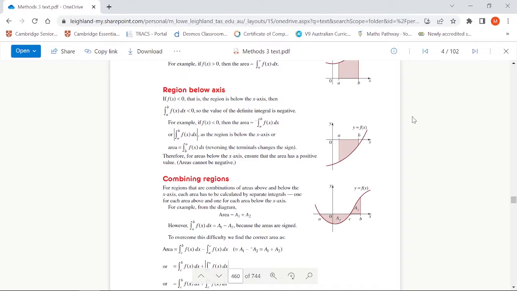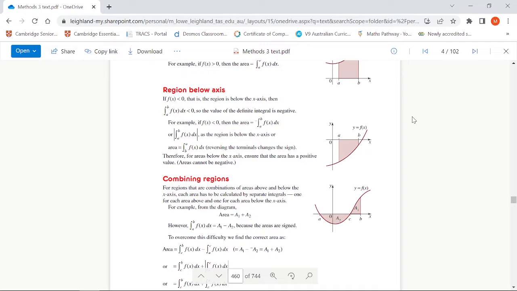Or, if you remember from the properties of the definite integrals, if you reverse the terminals, so you swap the positions of a and b, then that will actually change the sign as well. Okay? And we need to make sure we just choose some kind of method to ensure that we're taking into consideration those areas that are below the x-axis, because our area can't be negative.